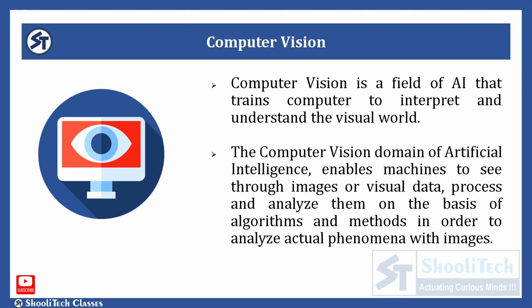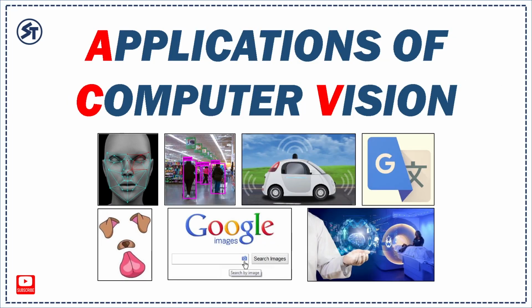Now, what does that mean? Well, it means that CV enables machines to see through images or visual data, process and analyze them on the basis of algorithms in order to analyze actual phenomena with images. The concept of computer vision was first introduced in the 1970s. However, in recent years, due to the significant leap in technology, the world has witnessed computer vision on the priority list of many industries. Let us look at some of the applications of computer vision.